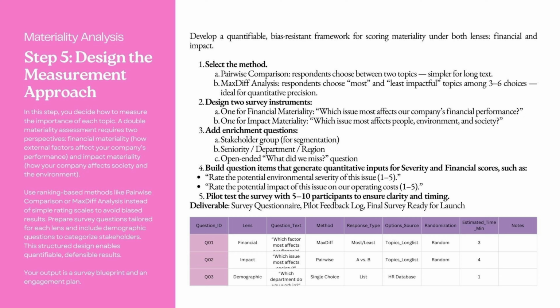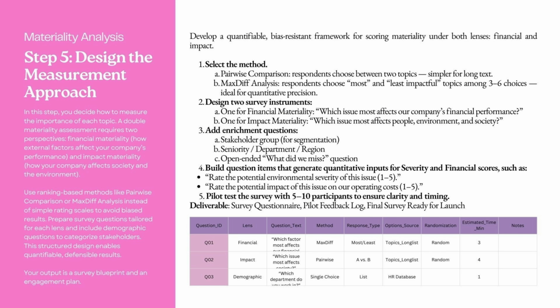This approach works well when the topic list is long and helps simplify decision-making. Another option is max diff analysis, where respondents select the most and least impactful topics from a small group of options. This method is particularly useful when higher quantitative precision is required.